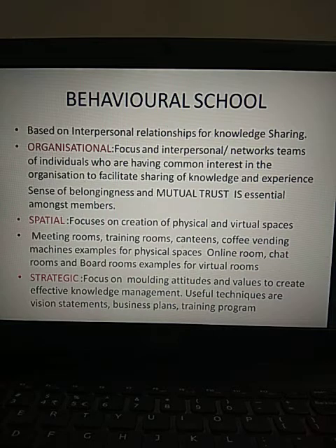Now here, among the team members, what is required? Mutual trust is required. When mutual trust as well as a sense of belongingness is created, then what happens? The knowledge sharing is going to be smooth.